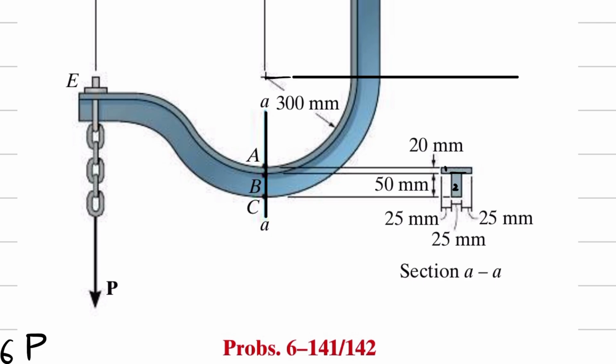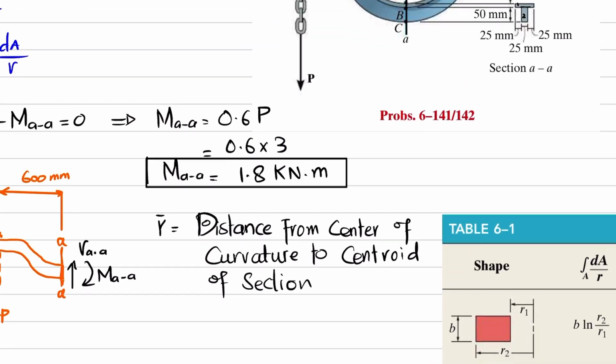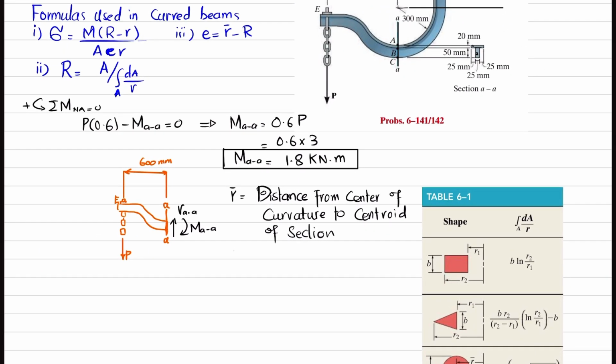So we know that its centroid can be obtained by using this formula, which is R dash will be equal to Y1 dash into A1 plus Y2 dash into A2 divided by sum of area, which is A1 plus A2. Now what is A1? So A1, you can see the thickness is 20 millimeter, and this width is 75 because 25 plus 25 plus 25 is 75.